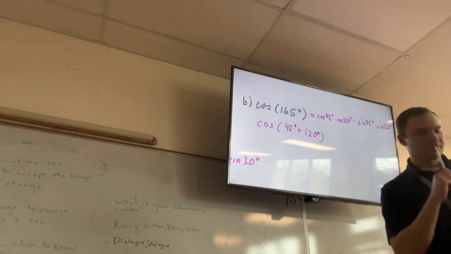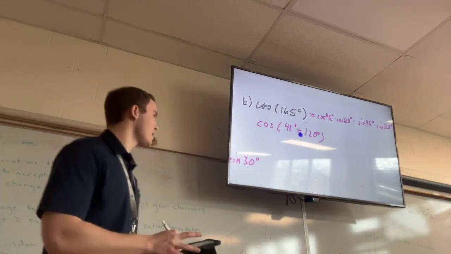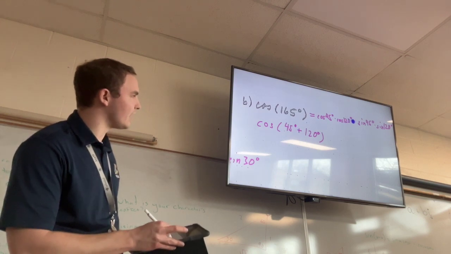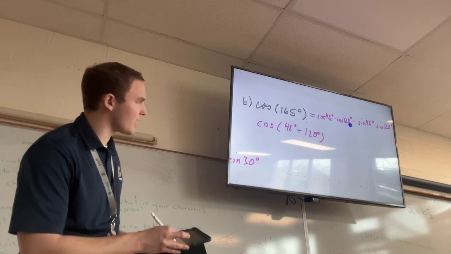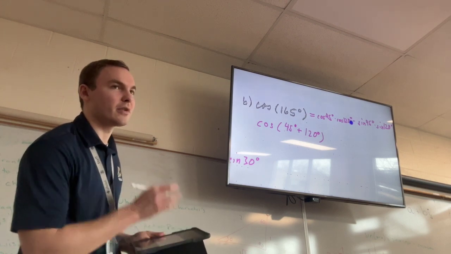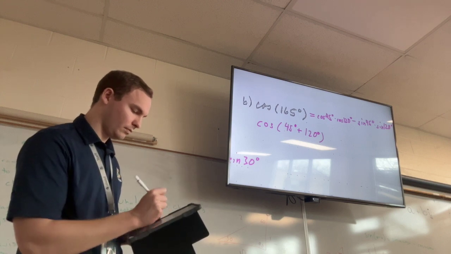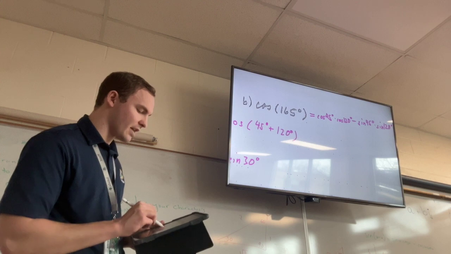Okay. Notice that when I use cosine, the two signs are opposite. So it's a plus, it becomes a minus when I apply my formula, okay? All right? So that's it. That's all the trig identity stuff. Now we just have to evaluate these angles, okay?